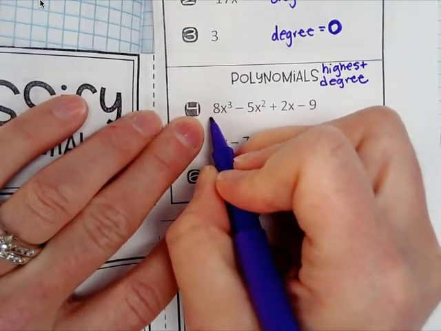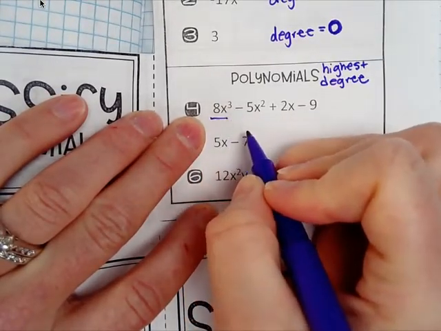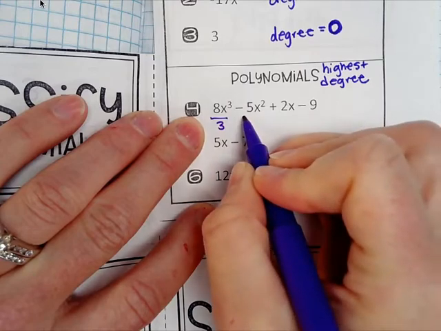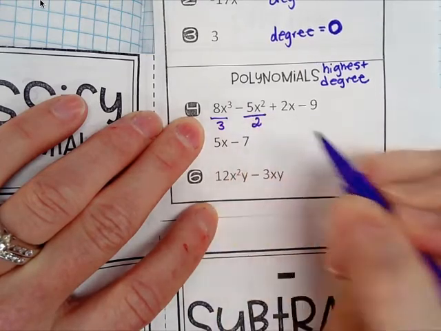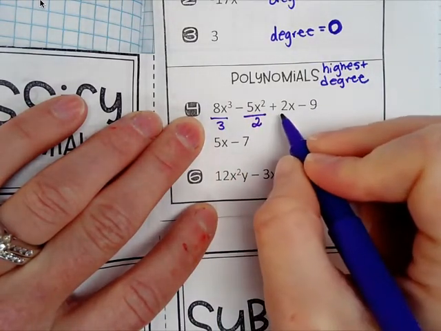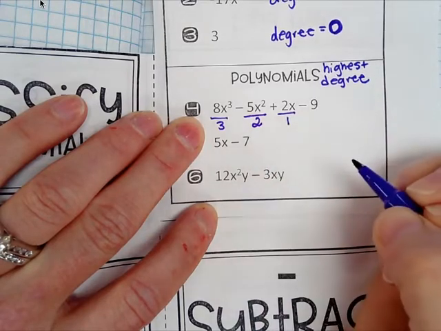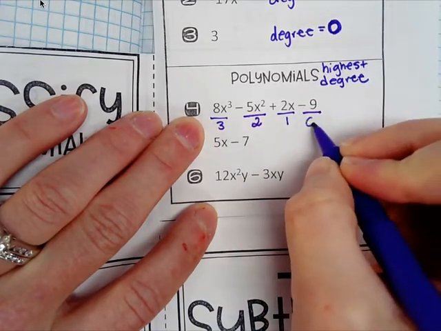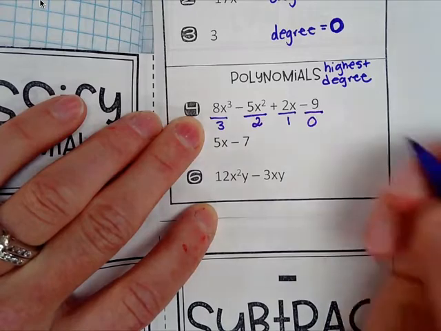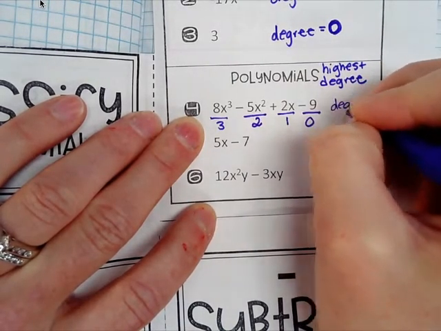So this first one, the degree is 3. Second one, the degree is 2. The third number, just 2x, degree of 1. And then negative 9, the degree of 0. So our highest degree is 3.